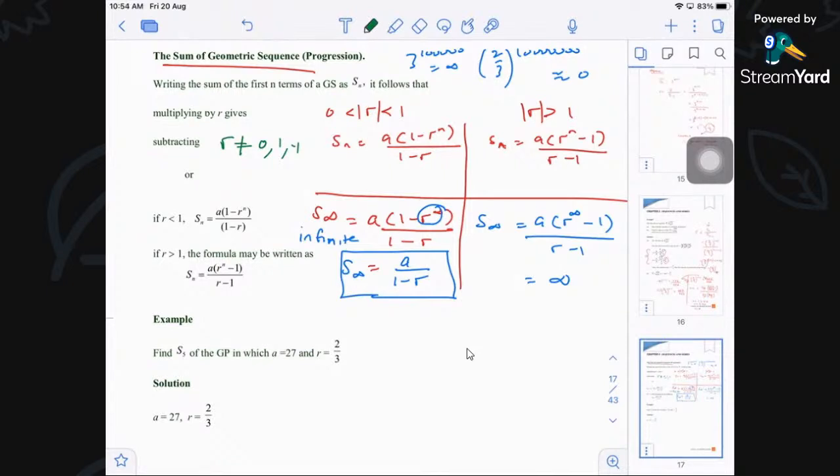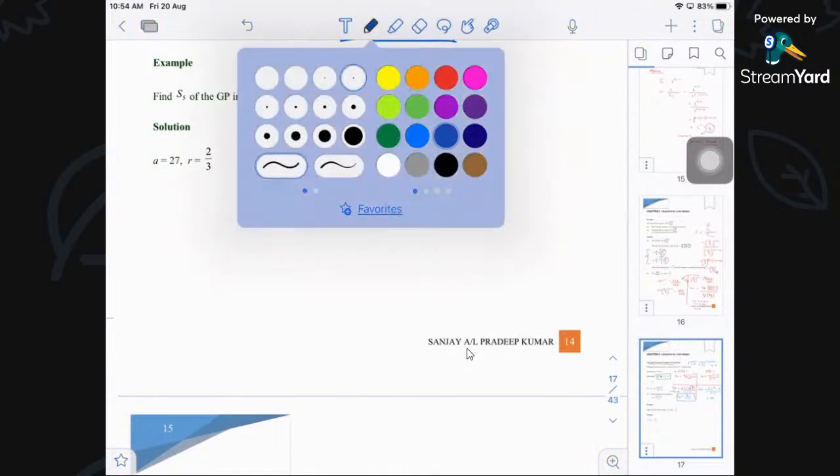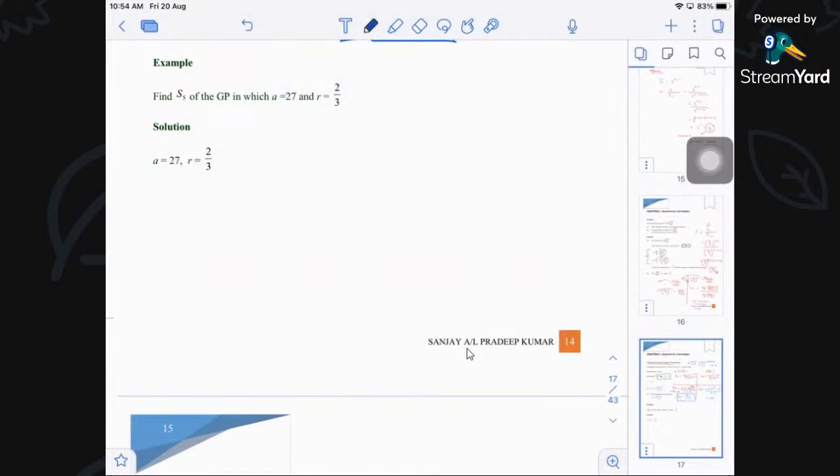Okay. Actually, 0 will never occur. When you divide, will never become 0. Yes or not? Okay. 0 will not occur. But yeah, r definitely cannot take 1 and negative 1. So 1 and negative 1 is the most important thing there. Clear? Because when you divide, r will never be 0. That's why I never put equal sign at the side there. Okay, so now with that, if they ask me, let's look at this example a little bit. I just finish up a little bit more. S5 there for GP in which A equals 27, R is 2 over 3.